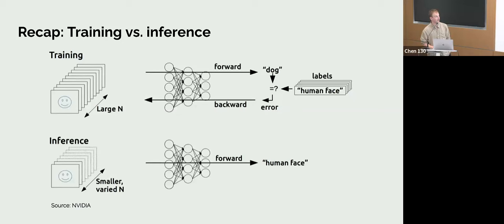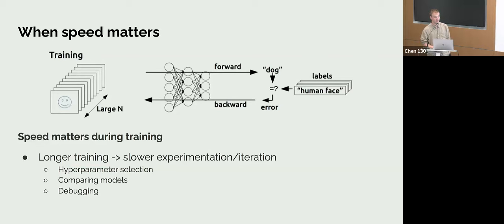So speed matters for both of these workflows. For training, it matters because if your training takes longer, if you're not optimized for speed, your experimentation is slower. You can't run as many comparisons. You can't iterate quickly. We've talked about things like hyperparameter selection and comparing models, and these things take longer if your model runs slower than it should. Also things like debugging, like how many people here have wanted to debug their training script, they hit run, and you wait like 30 seconds until it hits the part that you want to debug. So we can improve things like that to allow you to develop quicker.